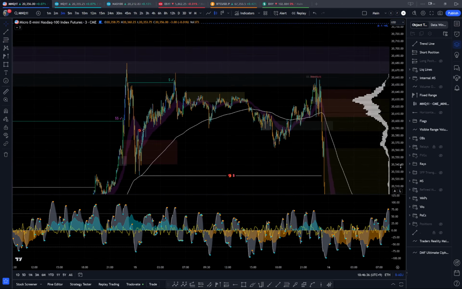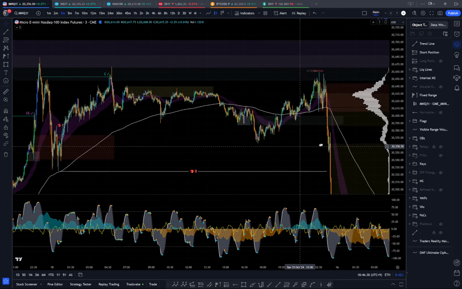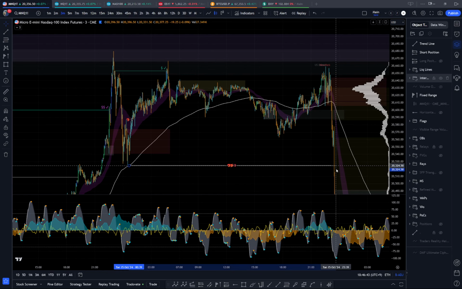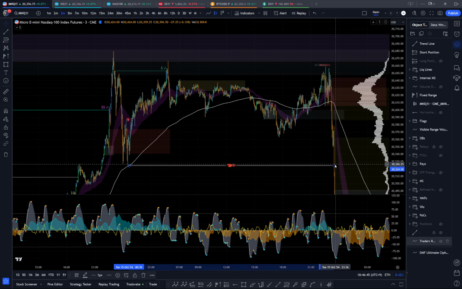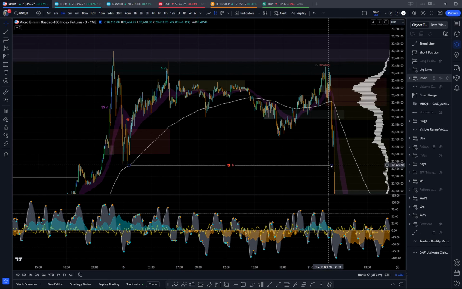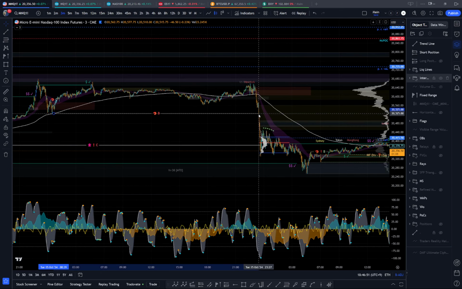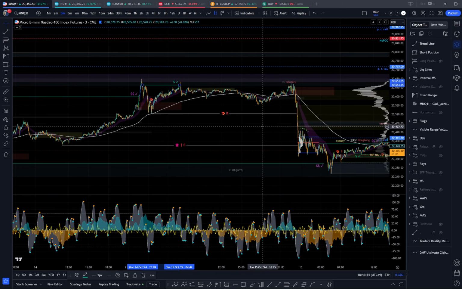I ended up exiting very early. That's okay. If you took the trade, you took the trade. Either one, either the long up into the highs or the short, and if you caught the short, then well done. It was a very nice short.